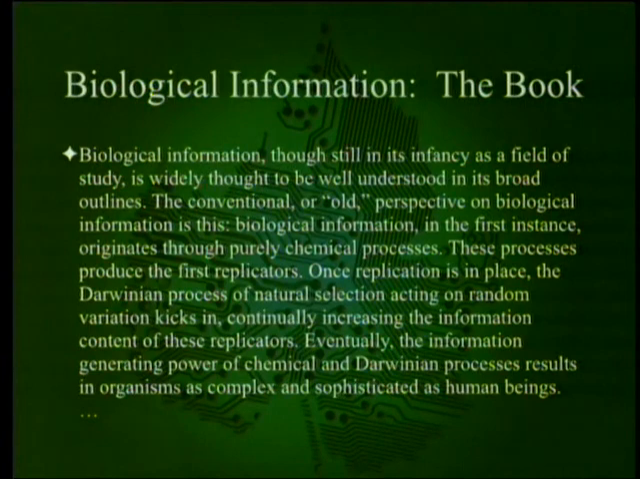Biological information, we start with the general so that you can get a flavor of what the book's about. Biological information, though still in its infancy as a field of study, is widely thought to be well understood in its broad outlines. The conventional or old perspective on biological information is this: biological information in the first instance originates through purely chemical processes. These processes produce the first replicators. Once replication is in place, the Darwinian process of natural selection acting on random variations kicks in, continually increasing the information content of these replicators. Eventually, the information-generating power of chemical and Darwinian processes results in organisms as complex and sophisticated as human beings.